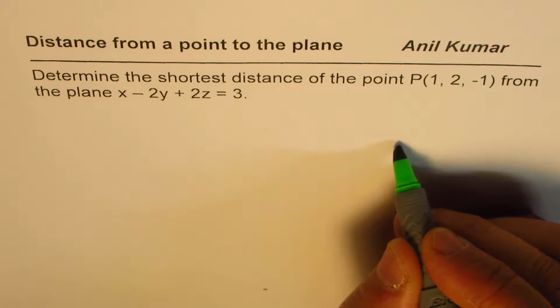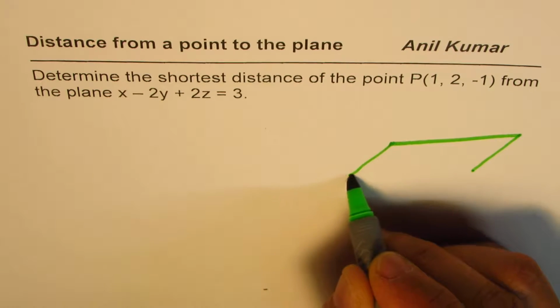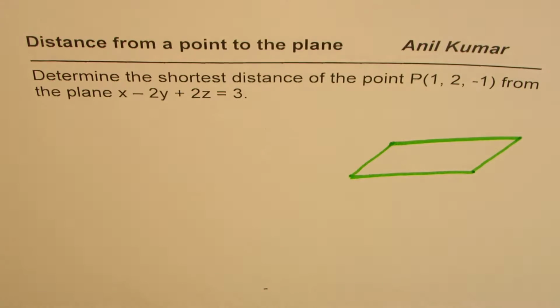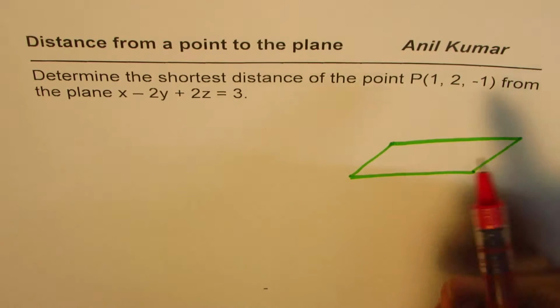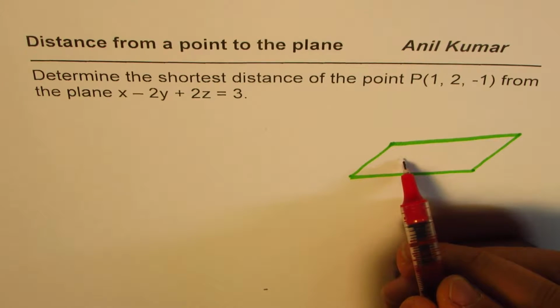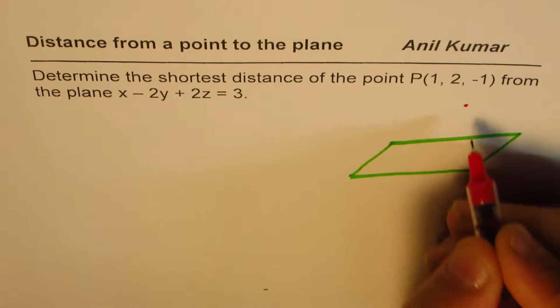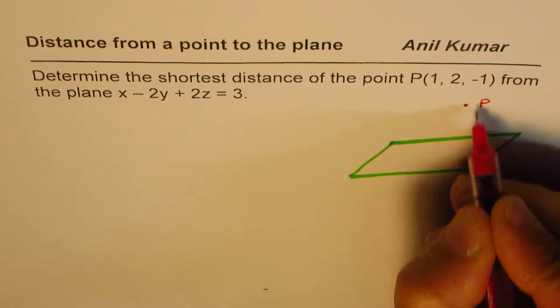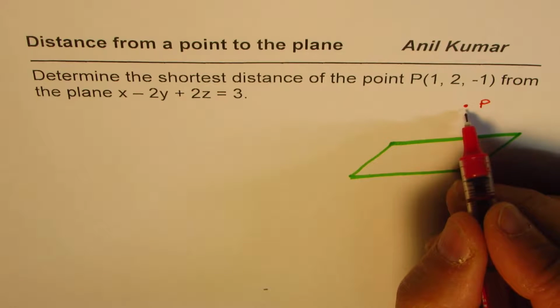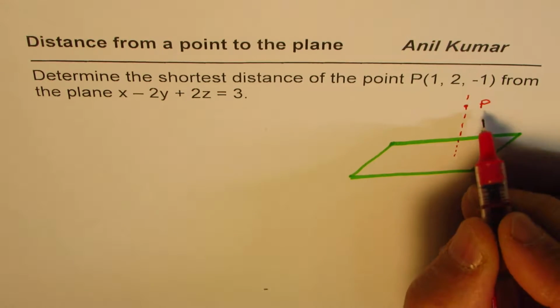The concept is that let's say we have a plane kind of like this, and we have a point. If the point is external, the distance will be more than 0. If you have a point on the plane, distance will be 0, right? So let's say we have a point here. Let's call this point P. In that case, the shortest distance should be along the normal, right? So it has to be along the normal.